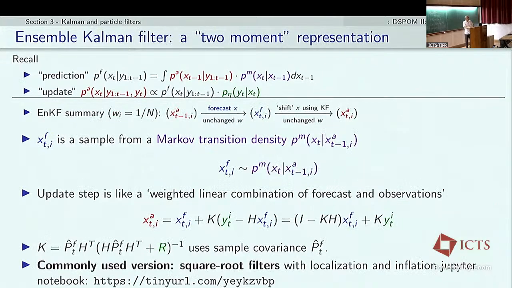Okay. And in practice, in particular, the ensemble Kalman filters are, as I said, implemented using square root filters because you actually compute the square roots and not the actual covariance matrices, with what will be called inflation and localization. So localization I will introduce. And for that, I will need to go to the Jupyter notebook. So let me do that now.